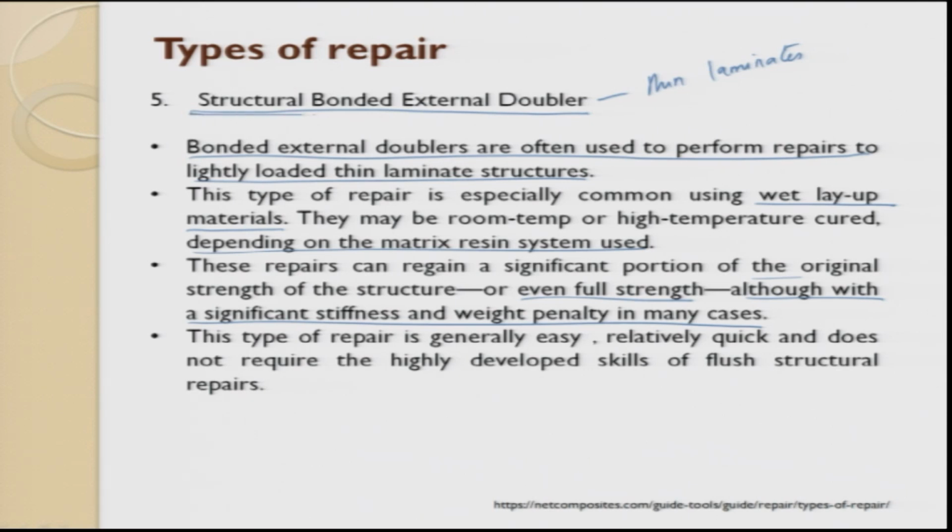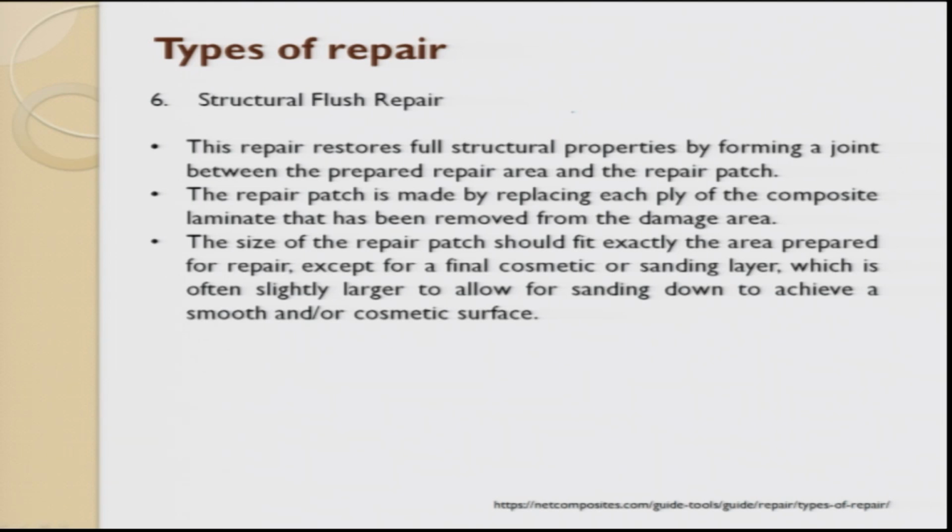So structural bonded external doublers are used. Then structural flush repair. So this repair restores full structural properties by forming a joint between the prepared repair area and the repair patch. So a damaged area is there. So this is a damaged area. So you prepare a patch here. So there is an attachment between the patch and the original material.